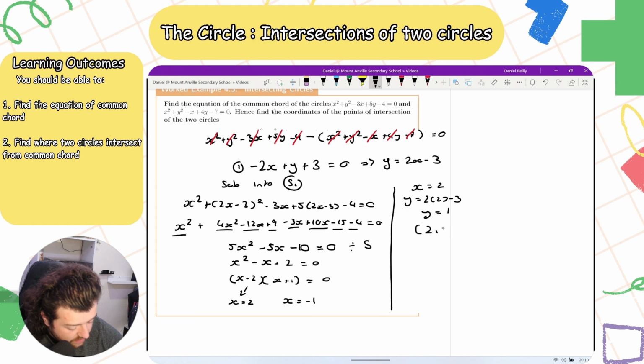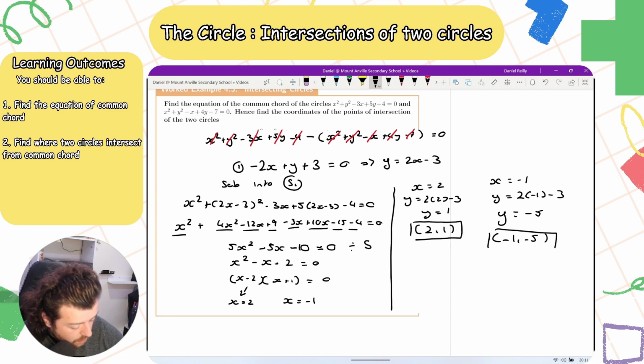So my first point of intersection is (2, 1). And I have x equals minus 1, and y is equal to 2 times minus 1 minus 3, so y is equal to minus 2 minus 3, which is minus 5. So my second point is (minus 1, minus 5). And they are my two points of intersection.